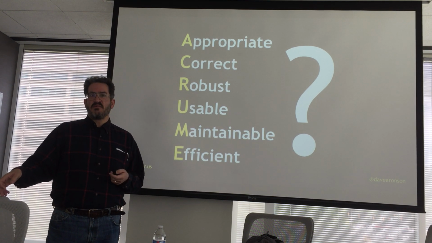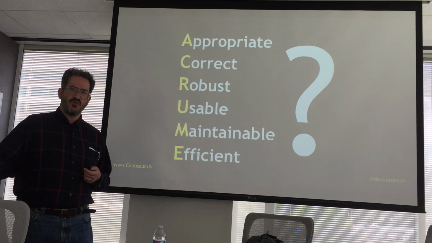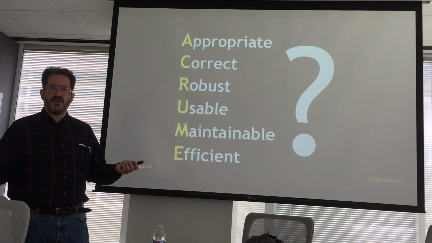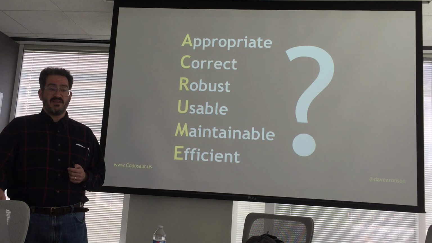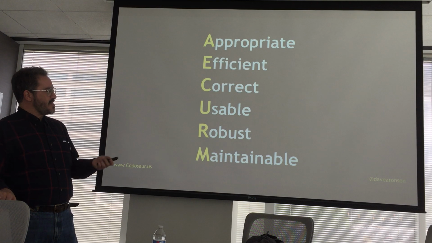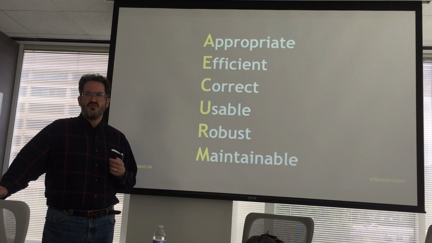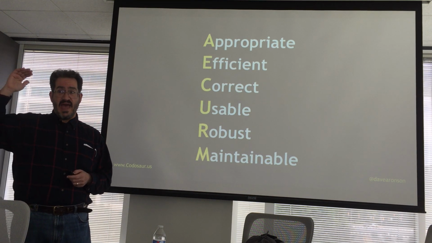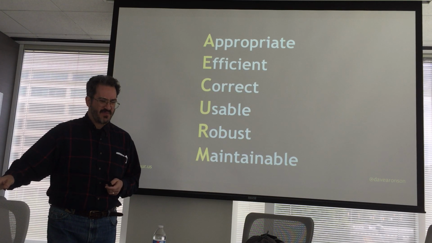It might not need to be quite so usable because it's a purely internal tool. Might not need to be so maintainable because it's not going to change. But if it's crunching a lot of numbers, it may need to be quite efficient. So its list may look more like this, ACRUMEN rather than ACRUMEN. The only real constant is that appropriate will always be at the top. Why? We'll see that in just a moment.